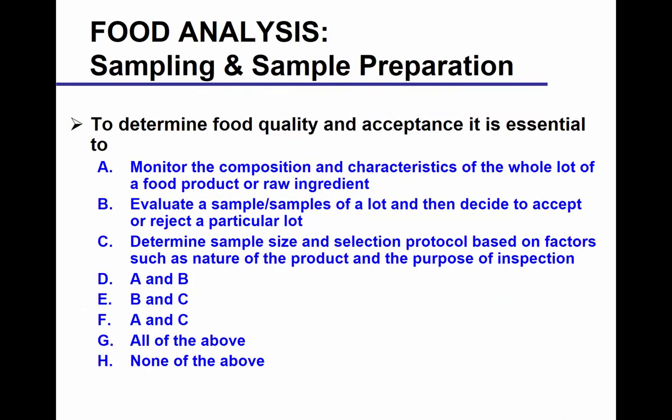To determine food quality and acceptance, it is essential to, which one of these? Wow, you read it so fast. Wenjing? B and C? Okay. Anybody else? You all agree to B and C? All of the above? Huh. Can we actually monitor everything if you have 5-ton production? Can you take all of it and analyze it in the lab? Okay, so B and C are the correct answers.